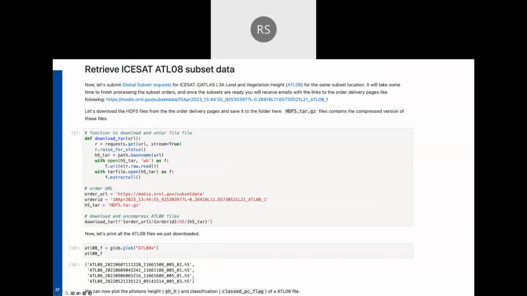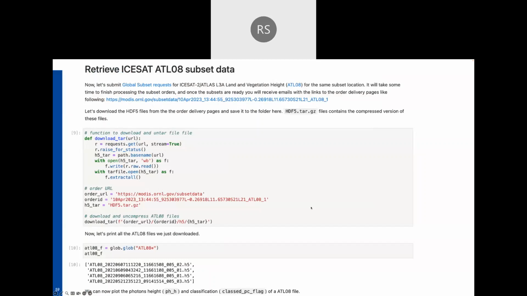Now I'll also show you how to get started with the ICESat-2 ATL08 dataset available through the global subset tools. So let's submit a global subset request for the same area and the same subset size. It'll take some time to finish processing the subset orders. Once the subsets are ready, you'll receive an email with a link to the order delivery page.